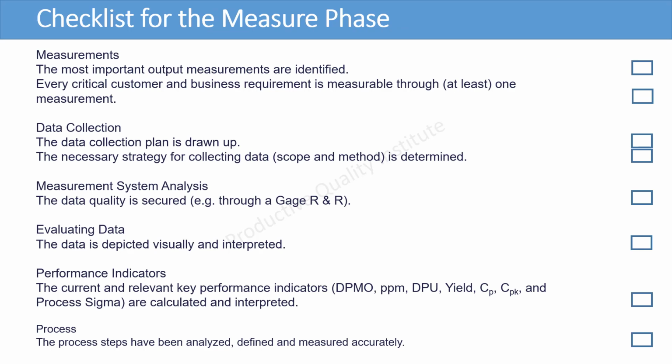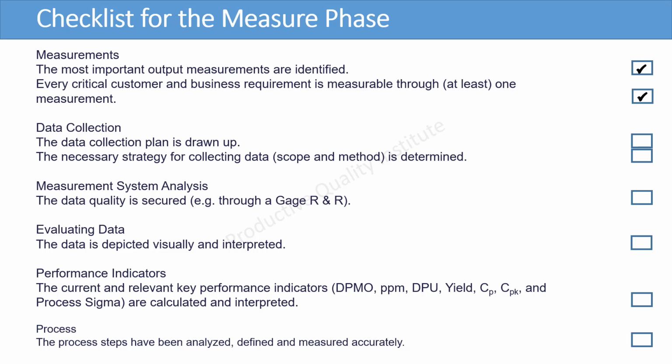Now, we will perform checklist for the measure phase. In case of any unmarked point from your point of view, please replay the lectures of measure phase, check the course materials, watch the instructional videos, check the templates and perform the activities. We will perform the checklist for the following measurements. The most important output measurements are identified. Every critical customer and business requirement is measurable through at least one measurement.